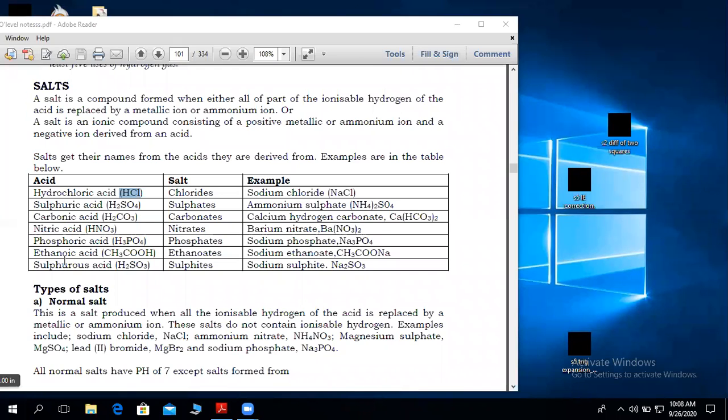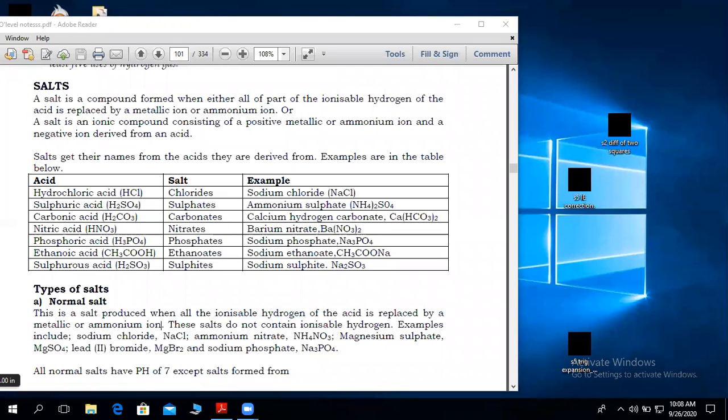So let us remind ourselves of the definition of normal salt. Normal salt, we said, is a type of salt where all the ionizable hydrogen of the acid is replaced by the metallic or ammonium ion. It is where all the ionizable hydrogen, all hydrogen, is replaced by the metallic or ammonium ion. We are again saying these salts do not contain ionizable hydrogen. Why do they not contain ionizable hydrogen? Because all the hydrogen has been replaced.